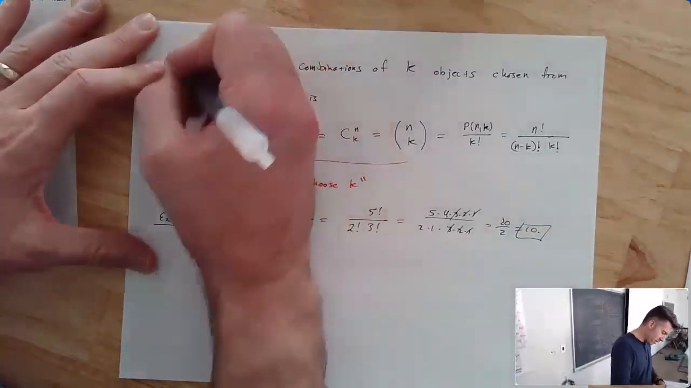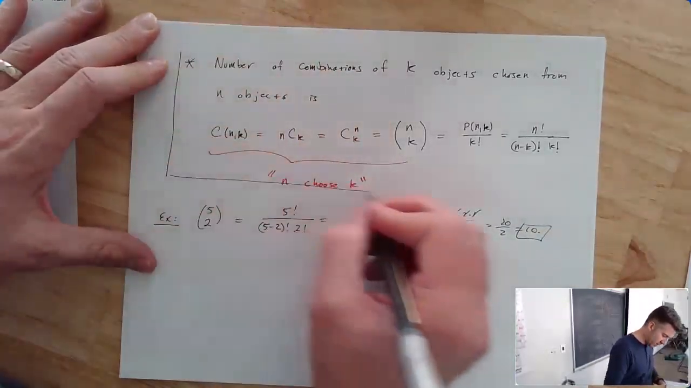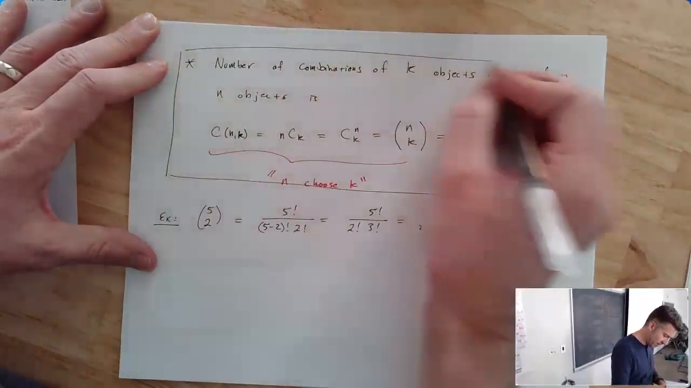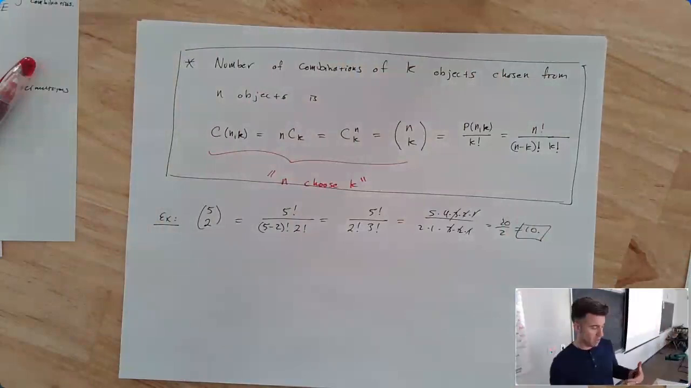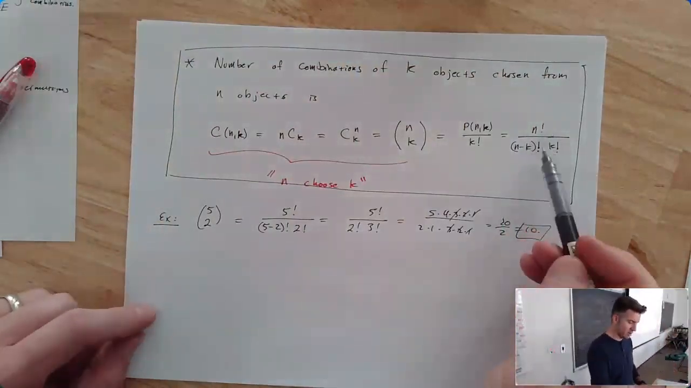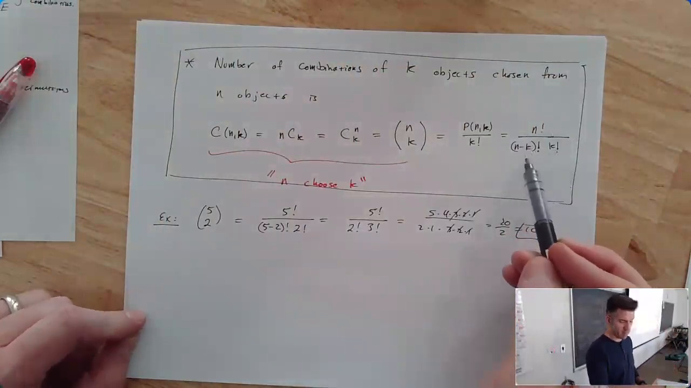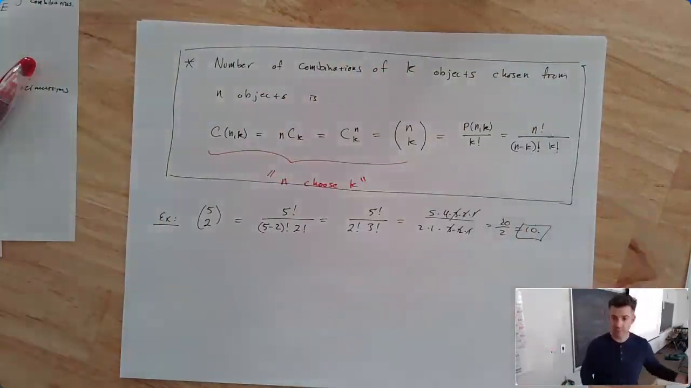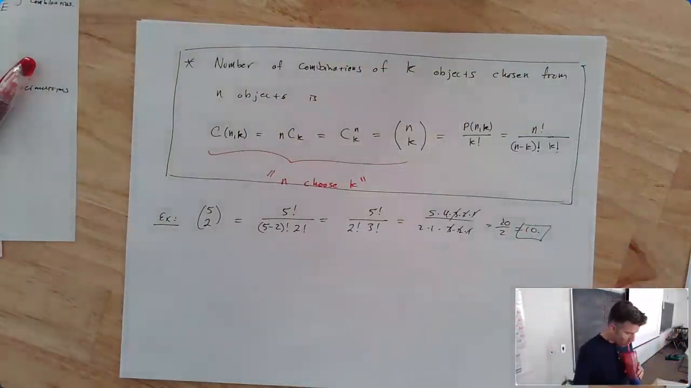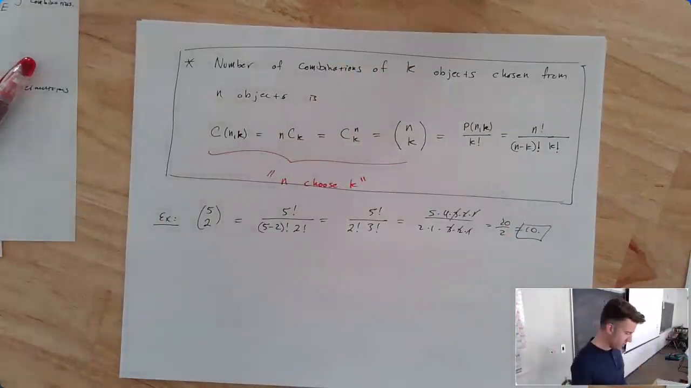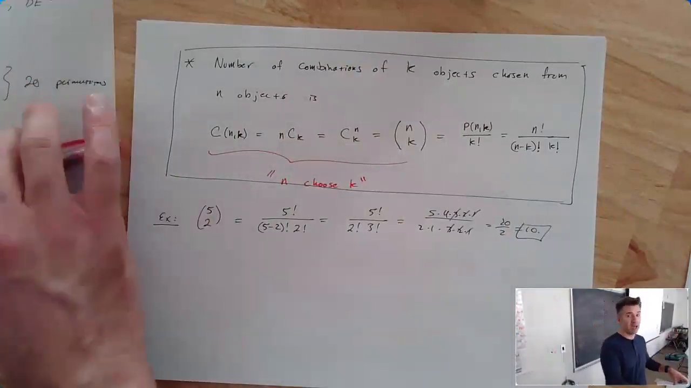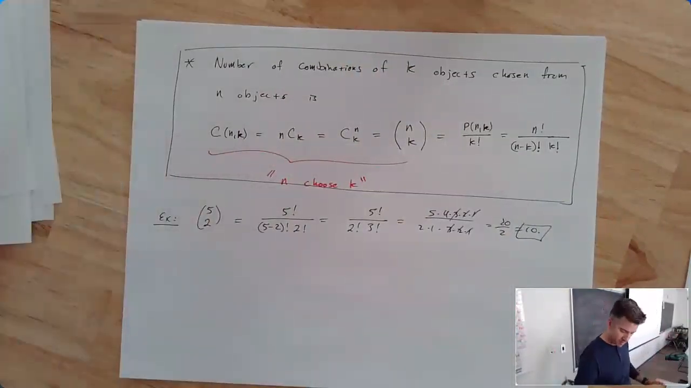So the number of ways of choosing K things out of N things where we don't care about the order, we just care about the number of ways you can choose them, is exactly N choose K, which is N factorial divided by K factorial times N minus K factorial. It's a pretty famous formula. It comes up all the time in different places in math.